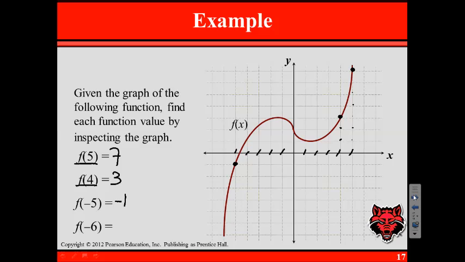And last, let's find f of negative 6. Starting at the origin, we move 6 units to the left. We would then need to move down 1, 2, 3, 4, 5. It appears that negative 6 is the corresponding y value.